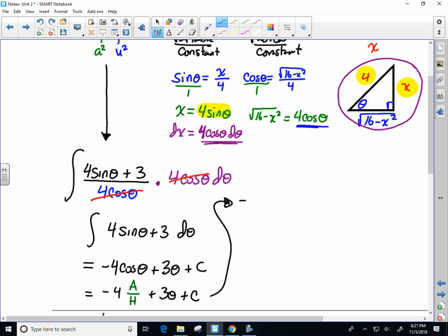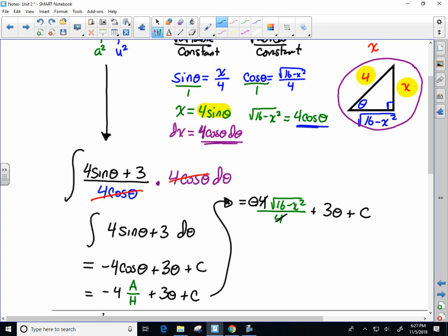So this becomes negative 4. The adjacent side is radical 16 minus x squared. The hypotenuse is a 4. So that's going to cancel also. Plus 3 theta plus c. All right, we can clean that further in a second.